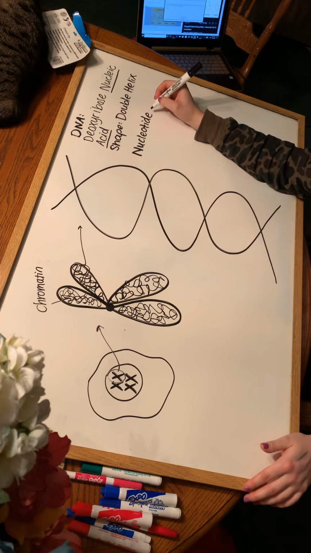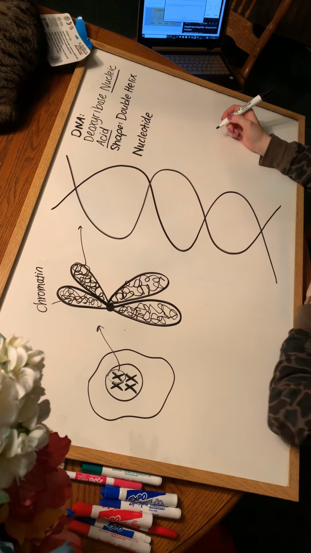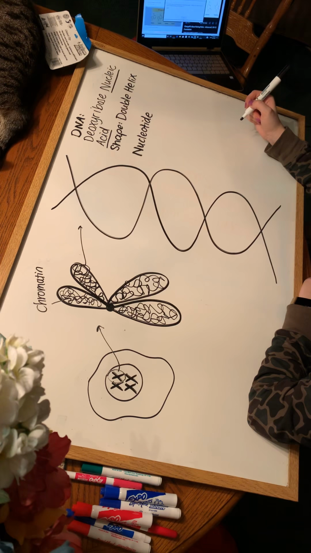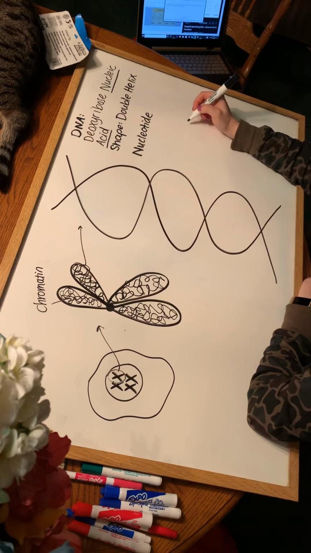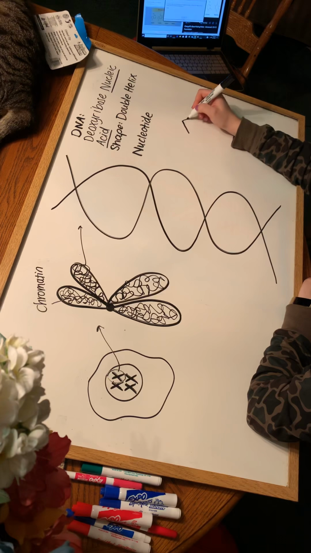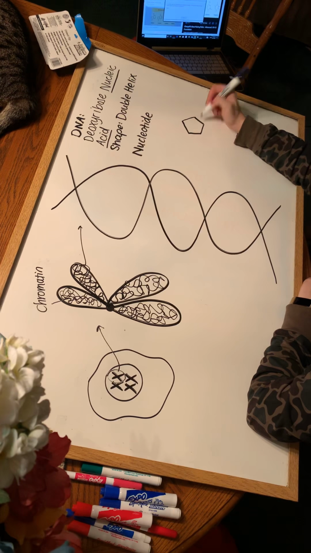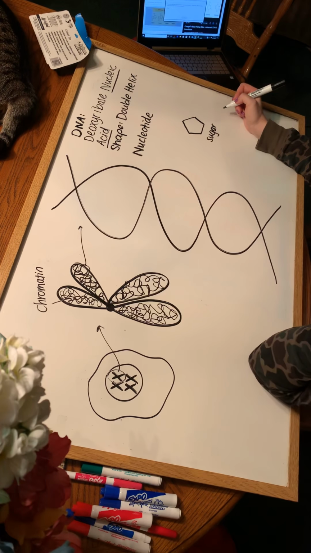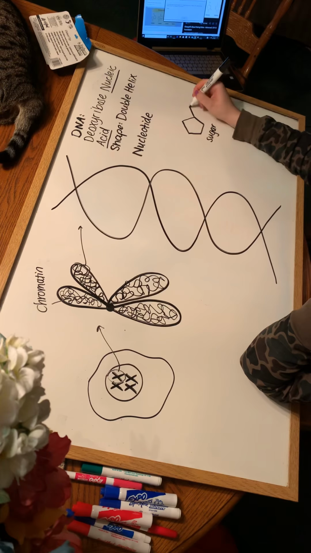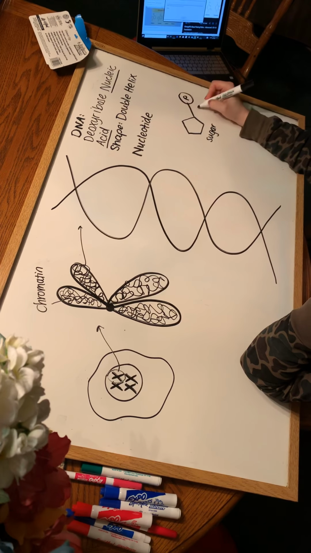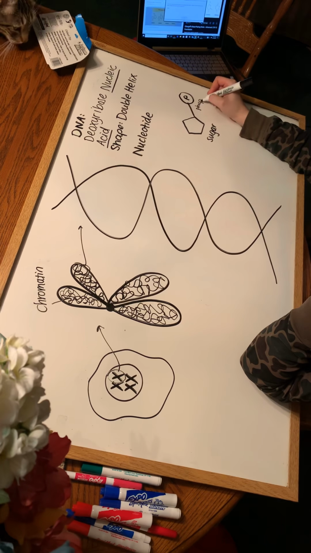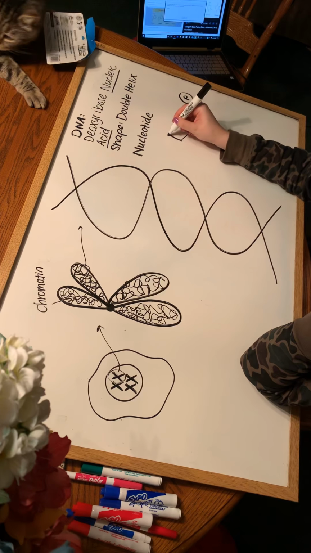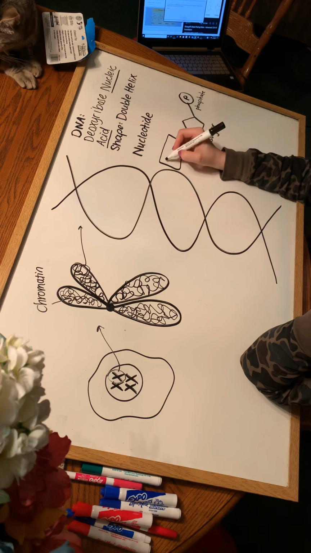So, the structure of a nucleotide. A nucleotide has 3 parts. We learned these 3 parts back when we did the macromolecules, but I just want to go over it again. A nucleotide has a deoxyribose sugar. It's a pentose, a 5-carbon sugar. It has a phosphate group. And it has a nitrogenous base.